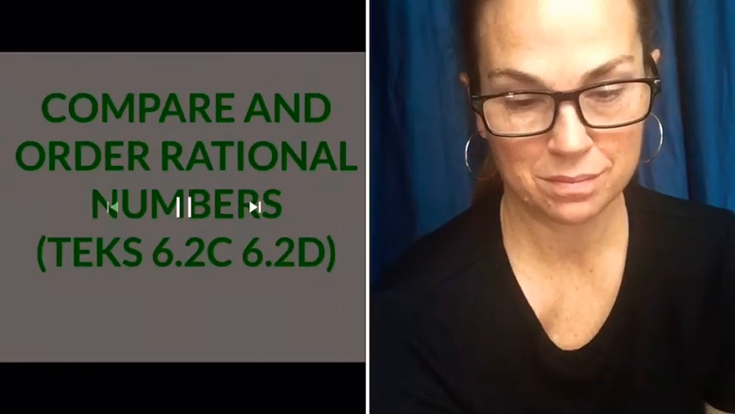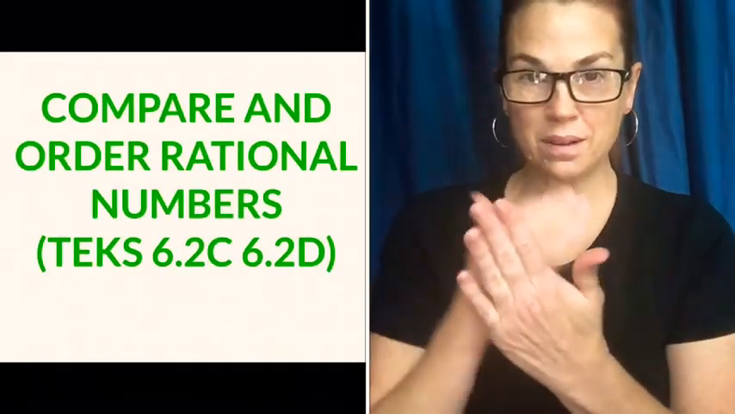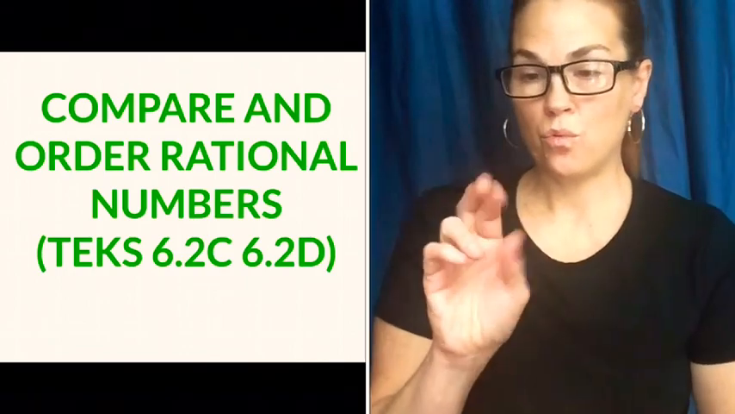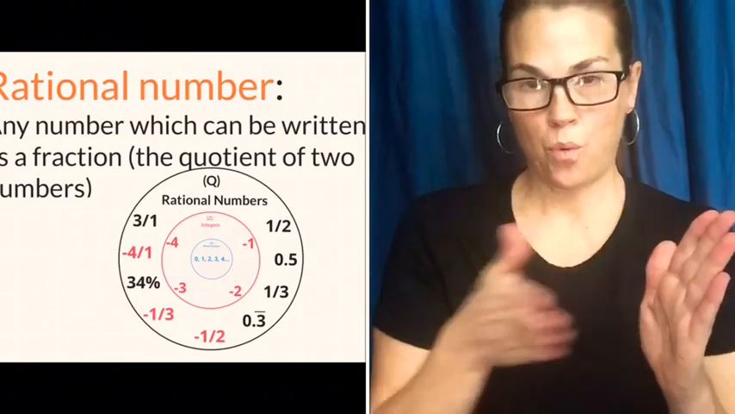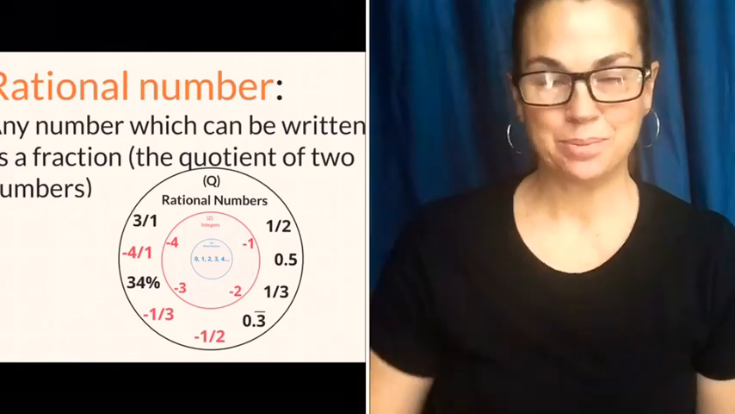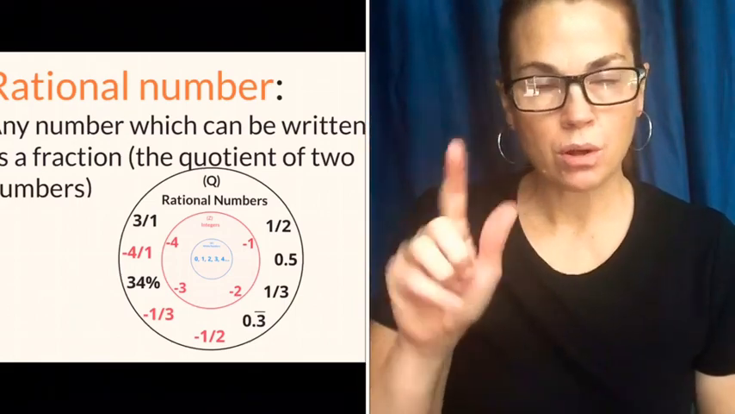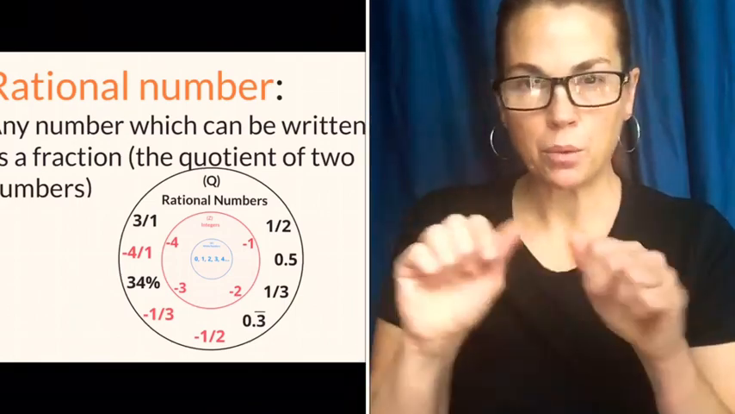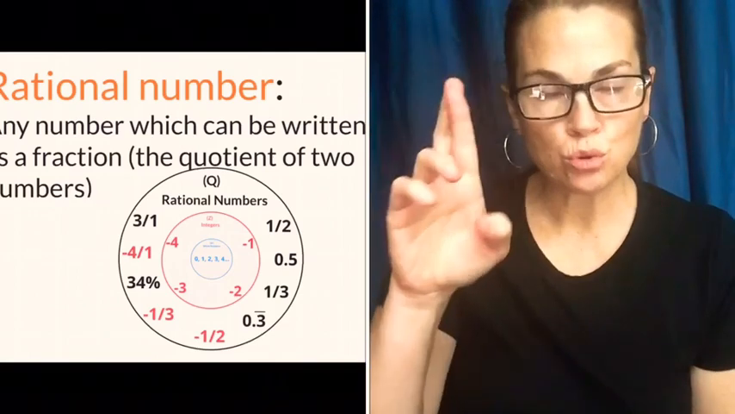Comparing and ordering rational numbers, meeting the requirements for TEKS 6.2C and 6.2D. As a reminder, a rational number is any number which can be written as a fraction. That means whole numbers, integers, decimals, percents. Any number that can be written as a fraction is a rational number.